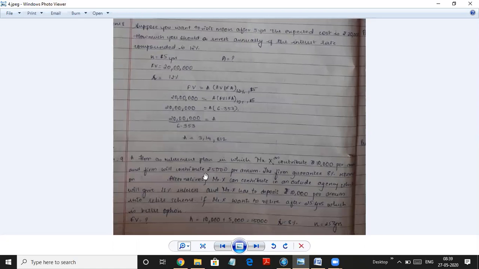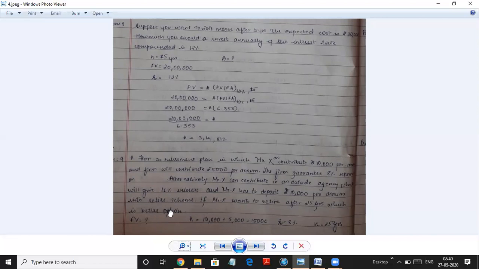The next problem, or the next way of doing annuity: a firm has a retirement plan in which Mr. X can contribute rupees 10,000 per annum and the firm will contribute rupees 5,000 per annum. The firm guarantees 8% return on investment. Alternatively, Mr. X can contribute in an outside agency which will give 11% interest, and Mr. X has to deposit rupees 10,000 per annum into the retirement scheme. If Mr. X wants to retire after 25 years, which is the better option?